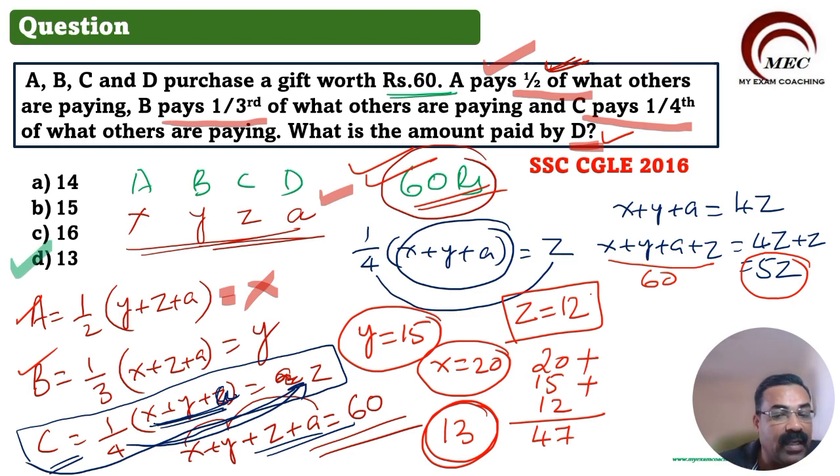How am I getting it? Let me explain it once again. No confusion. We got the value of z equal to 12. You understood how you got it. Once you get the value of z equal to 12, put it in equation 1 and equation 2. You will get the value of y and x. So y is 15, x is equal to 20. Add these three, it is coming 47. But actually we paid 60. So the balance is 13, which is paid by D. So the correct option is 13 rupees.